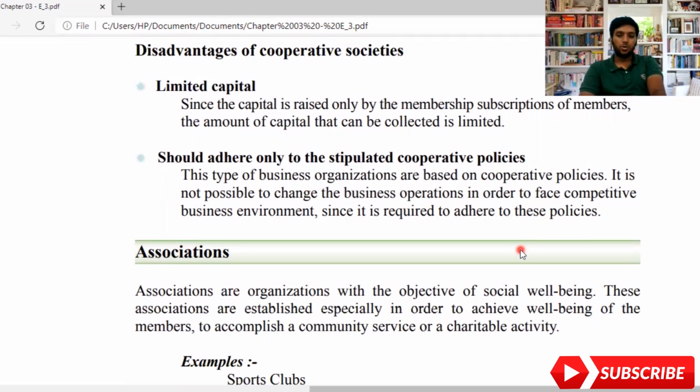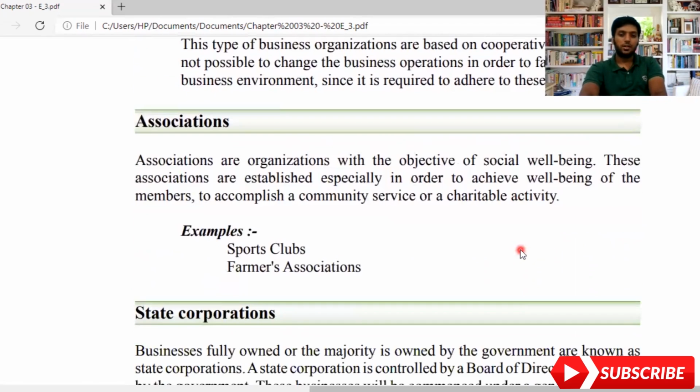So then let's move on to what is an association now. An association is an organization with the objective of social well-being. Helping people is your main objective. These associations are established especially in order to achieve well-being of the members, to accomplish a community service or a charitable activity. Now, what is the difference between a cooperative and an association? A cooperative might have somewhat of a profit, but an association does not have profit. So their main aim is community service or charity. They want to help the people in a good way.